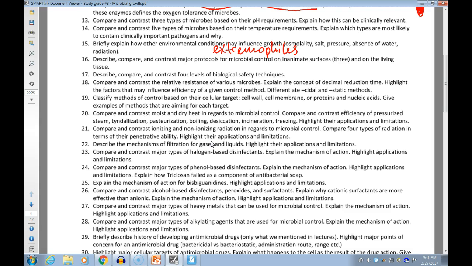Two techniques for treatment of the live tissue: asepsis and degermation. That makes sense? Good.